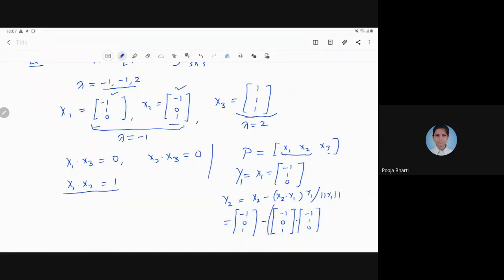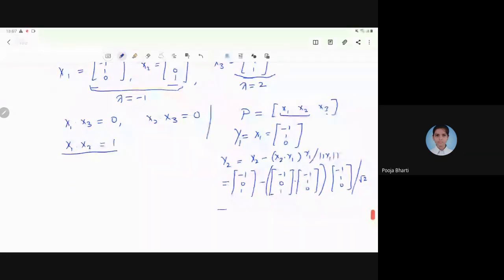This dot product you need to consider. Then Y1, Y1 means the vector again, minus 1, 1, 0, divided by its norm. Norm means square root of 2. Further calculation I think you can do comfortably. See what you get. Do you get minus 1 by 2, minus 1 by 2, and 1? Confirm this to me. Is this Y2 correct?